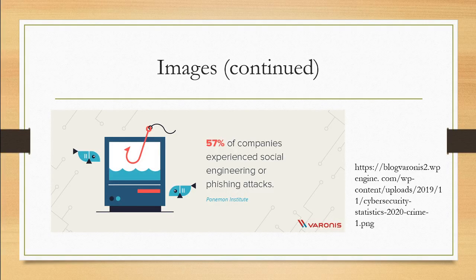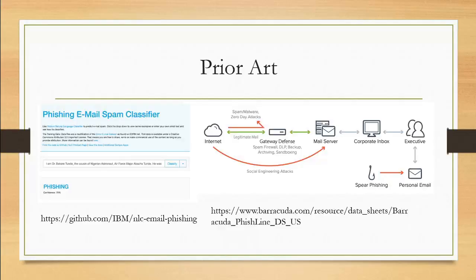As I just mentioned, 57.3% of emails are spam, and 57% of companies experience social engineering or phishing attacks. This obviously doesn't include penetration testing activities. This is all counting malicious activities.